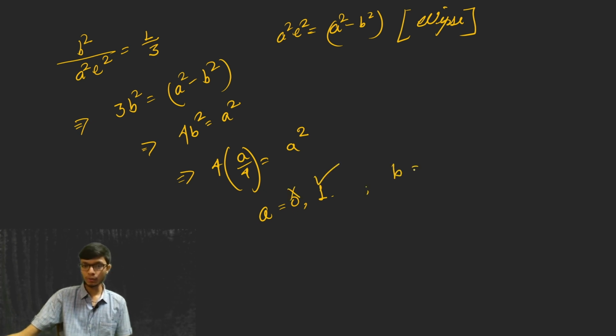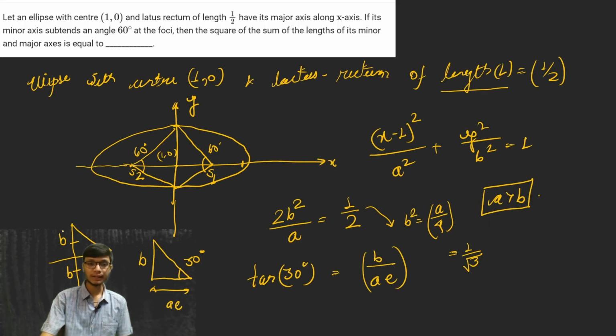Now if a is equal to 1, then b square will be equal to 1 by 4, and this will give me the possibility of b basically equal to 1 by 2. Because length should be positive, so b is equal to 1 by 2. Now I have to find the square of the sum of the length of the major and minor axis.